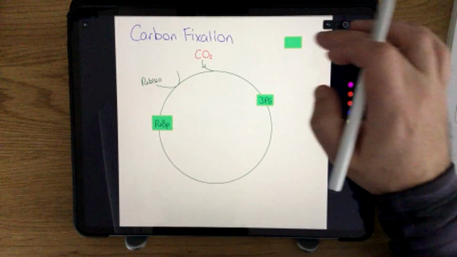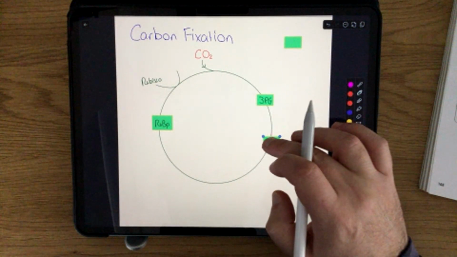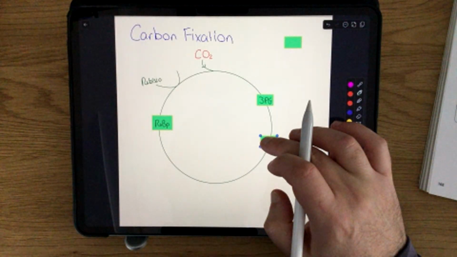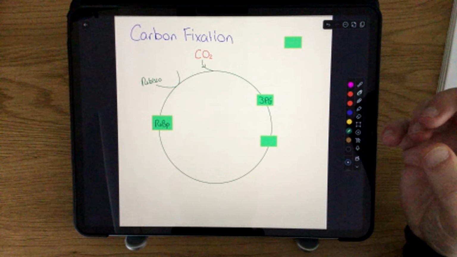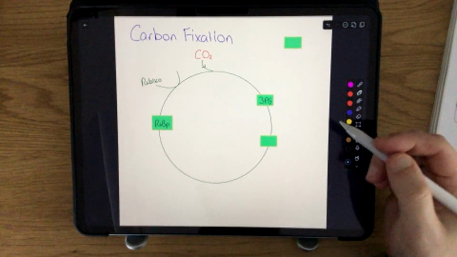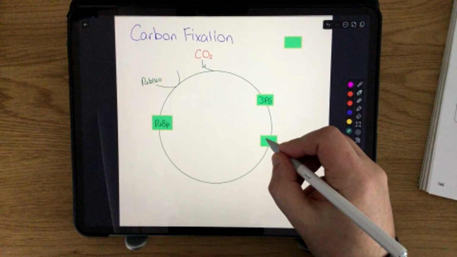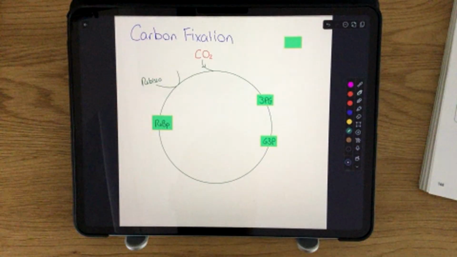So again, I'm going to duplicate here and bring it down here. And what we're going to change it from is 3PG. This is a bit confusing, okay? It's a bit confusing, but it's G3P, okay?